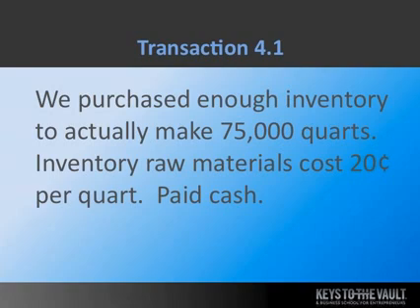Next transaction is we purchase enough inventory to actually make 75,000 quarts. The inventory raw materials cost 20 cents per quart. We paid cash. Holy cow, I got to do some math.